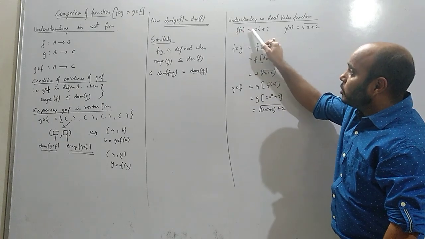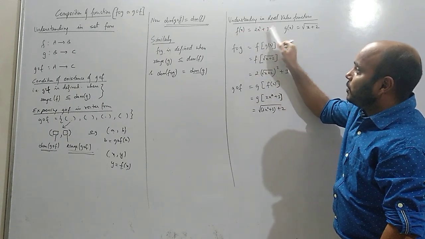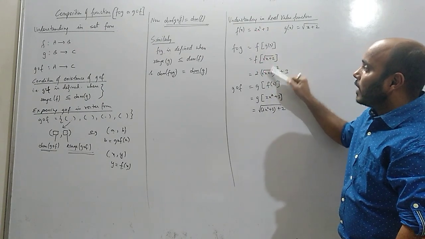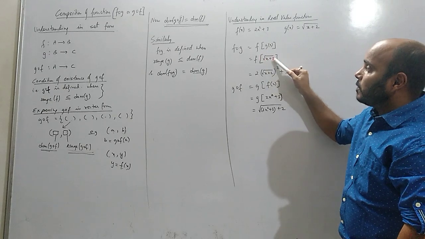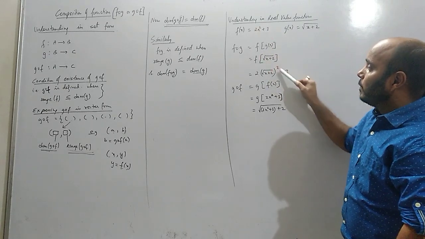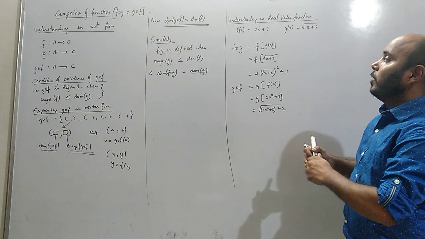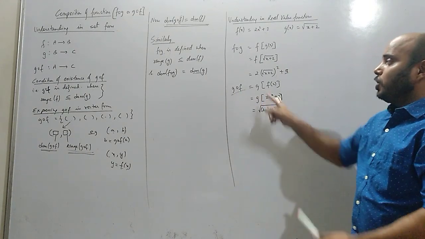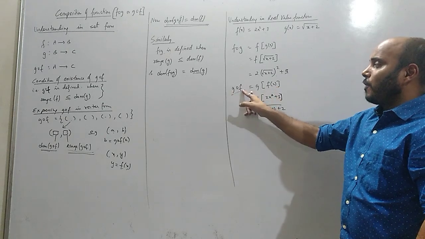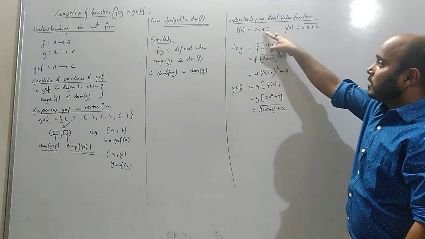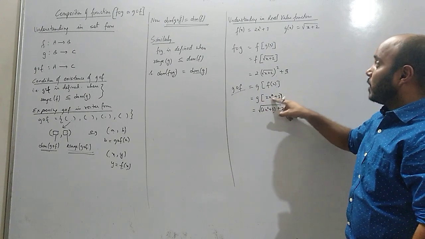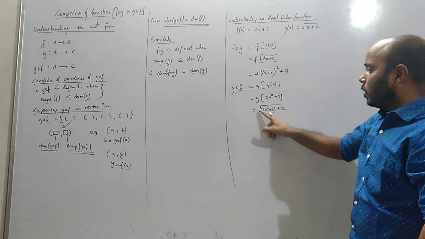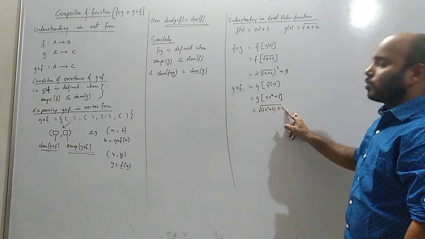The f of something is 2 into something square plus 3. In the place of x, what do we have? Root x plus 2. So it is 2 into root x plus 2 whole square plus 3. Okay, this is quite easy. Similarly, g of f of x. What is f of x? 2x square plus 3. Now g of something. The g of something is what? Under root something plus 2. So g of f of x is under root 2x square plus 3, plus 2.